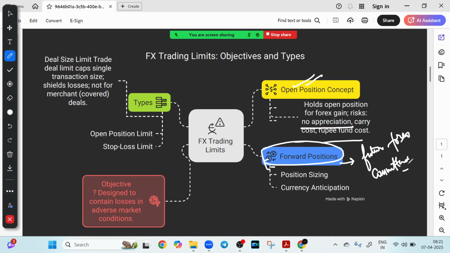So two major factors come into play. The first is called position sizing. What is the meaning of position sizing? It means how much exposure should be taken. And the second is called currency anticipation, which means what direction the currency will take. So to summarize, these FX trading limits are not just a compliance tool, they are the bank's safety net, balancing profit potential with risk control, a must-know for anyone serious about forex treasury.